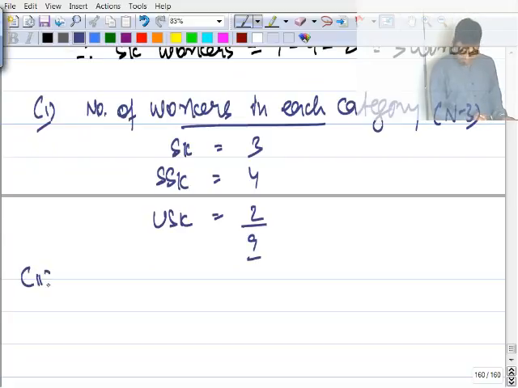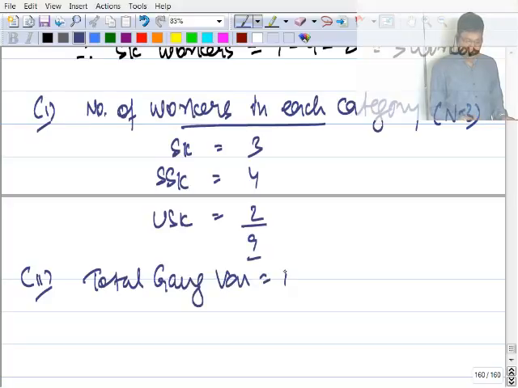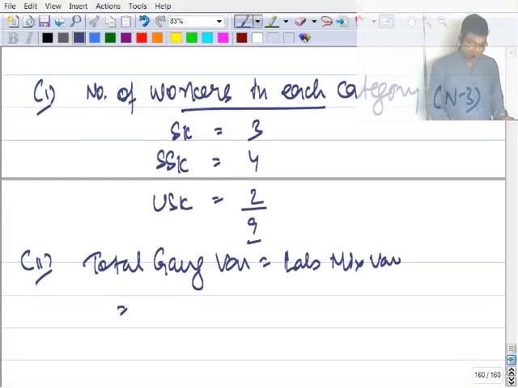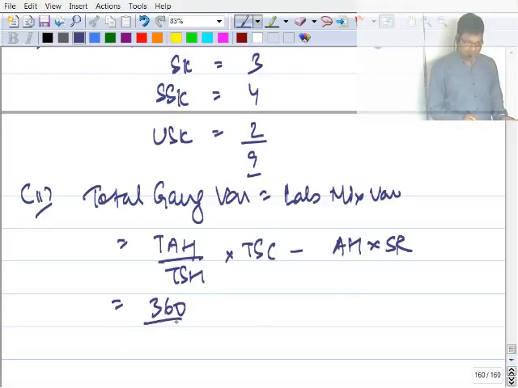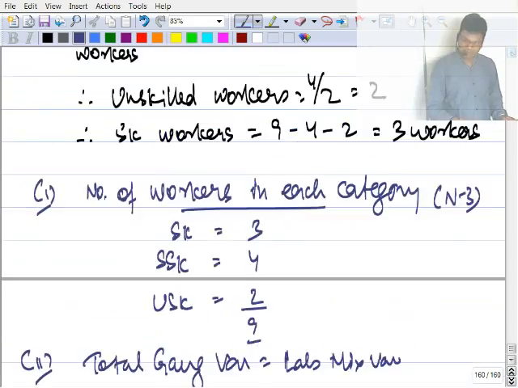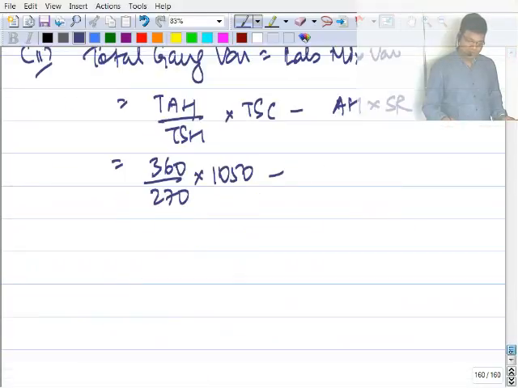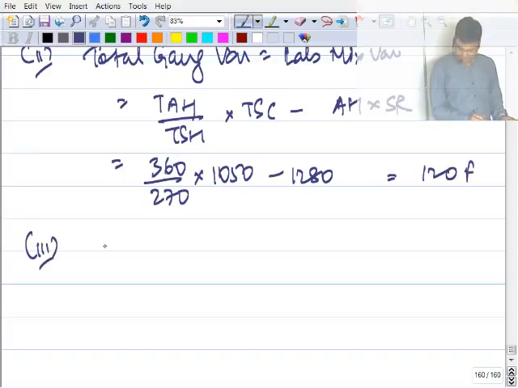Now the second part, total gang variance. What is the meaning of gang? Mix variance. They are asking labor mix variance here. So total is being asked, so you can use the shortcut: total actual hours by total standard hours into total standard cost, minus actual hours into standard rate. Total actual hours is 360, standard hours is 270, into standard cost 1050, and actual hours into standard rate is 1280. How much is this coming to? 120 favorable.